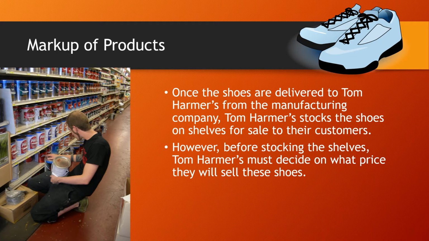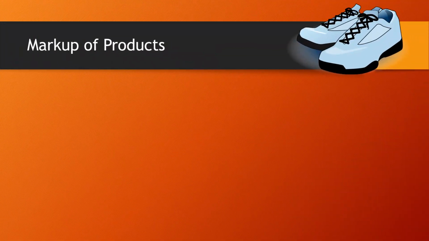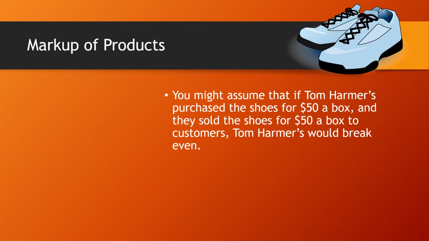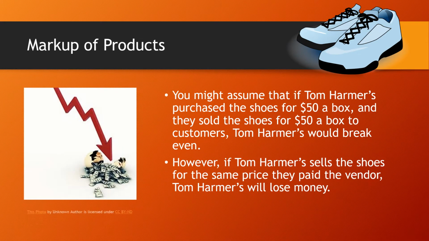However, before stocking the shelves, Tom Harmer's must decide on what price they will sell these shoes for. Setting the retail price for shoes takes great consideration. You might assume that if Tom Harmer's purchased the shoes for $50 a box and they sold the shoes for $50 a box to their customers, Tom Harmer's would break even. However, if Tom Harmer sells the shoes for the same price they paid the vendor or the manufacturing company, Tom Harmer's will lose money. Why?